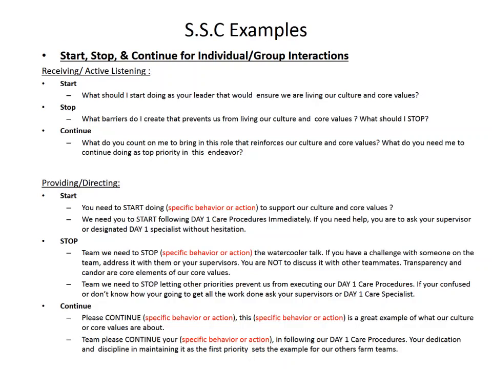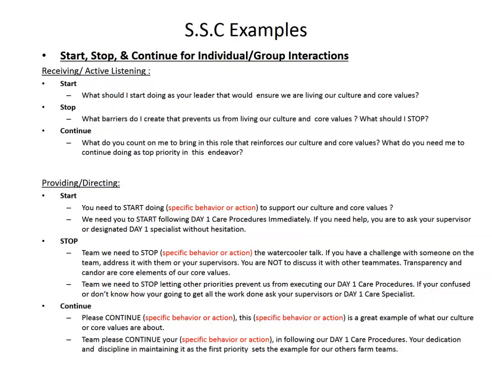Maybe you've said that yourselves, I don't know. But isn't that interesting how you could use that feedback on the spot to reinforce day one care? Same thing here. Team, we need to stop letting other priorities prevent us from executing our day one care procedures. If you're confused or don't know how to go, or what you're doing to get all the work done, ask your supervisors or your day one care specialist.